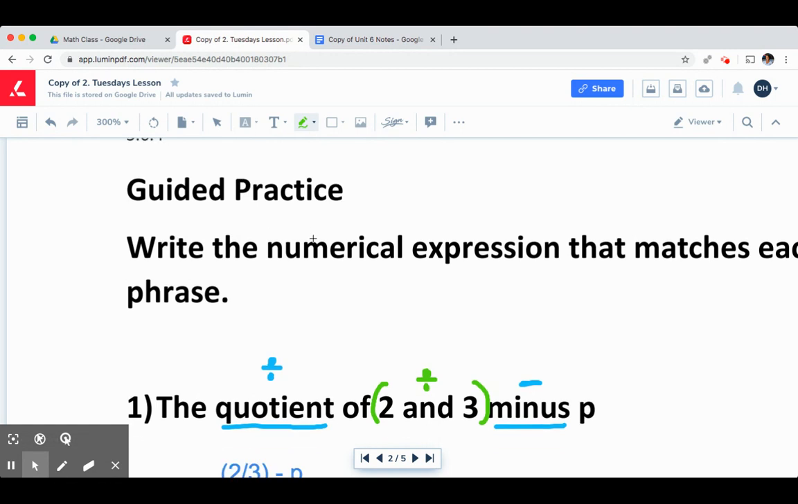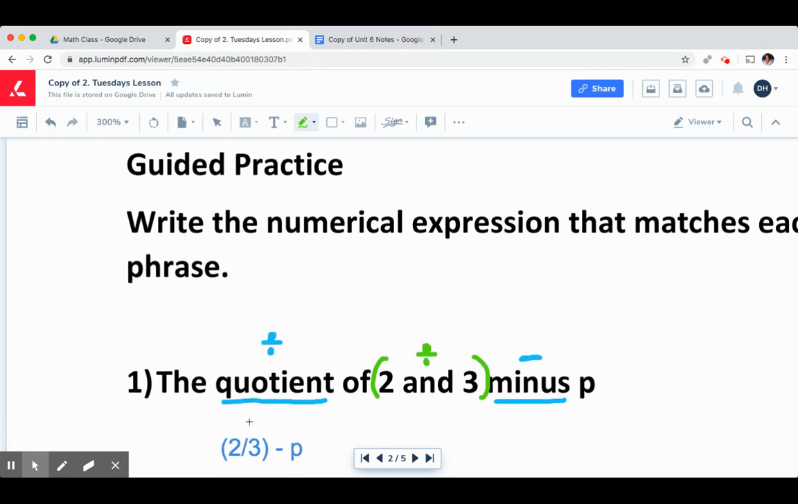So the expression that matches this could be written as such. Open parentheses, 2 divided by 3, close parentheses, minus p. The parentheses tell me what is happening first, 2 divided by 3, and then I know that after I do that division, I need to subtract p. Notice that I'm writing my division by using the slash. It is the same exact thing because it's a fraction bar and we know that fractions are the same as division. So I can use either sign to show division.